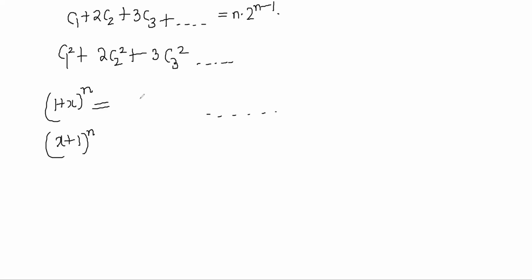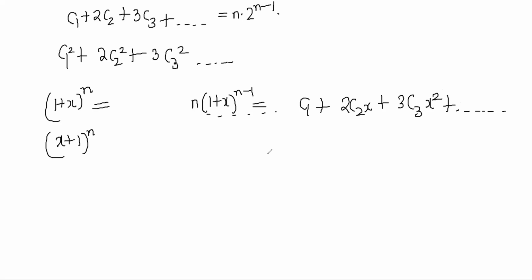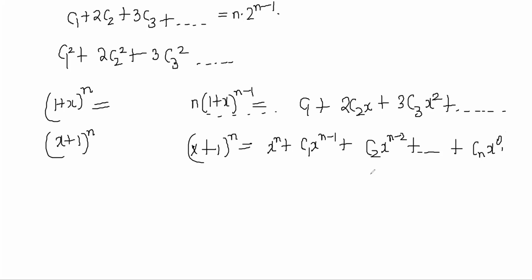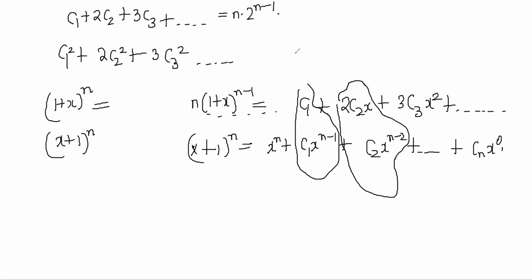After differentiating once, this becomes n into 1 plus x to the power n minus 1, and the series becomes c1 plus 2c2x plus 3c3x square and so on, right? And on this side the series is (x plus 1) to the power n equal to c0 plus c1x plus c2x square and so on, which is x power n plus c1 x power n minus 1 plus c2 x power n minus 2 and so on plus cn x power 0, right? So when you multiply this and this, you'll get x power n minus 1, right? And multiply this and this, you will still get x power n minus 1, correct?